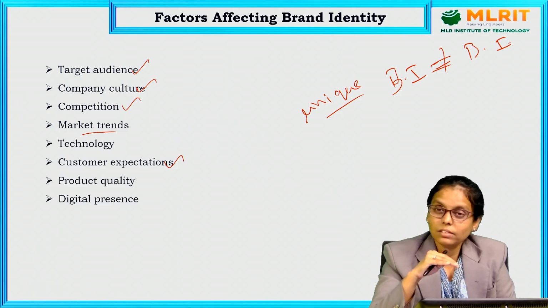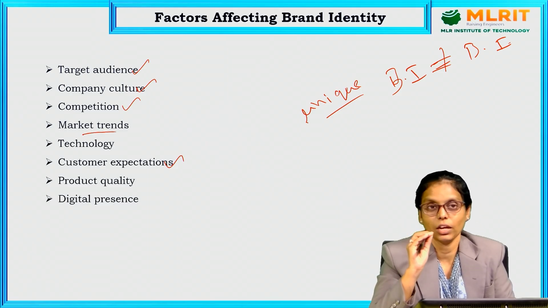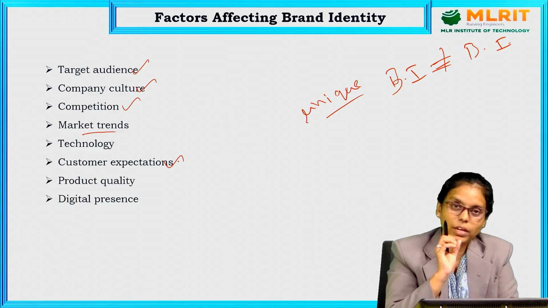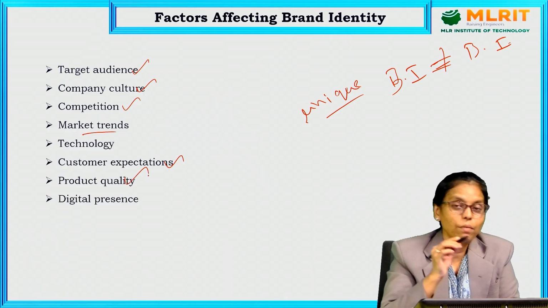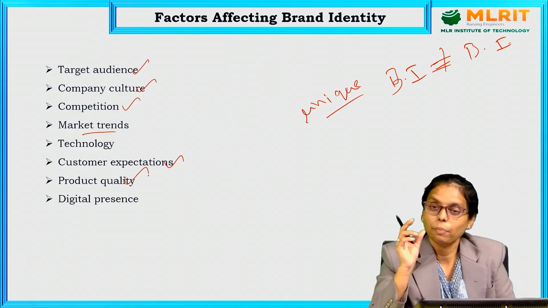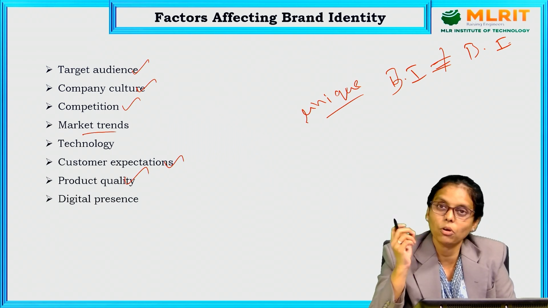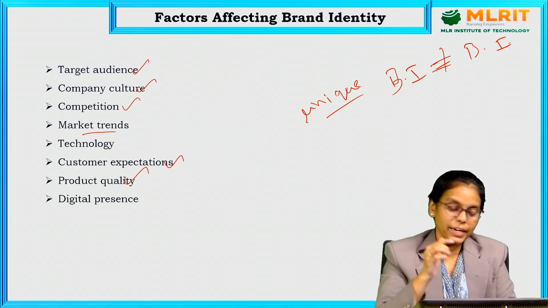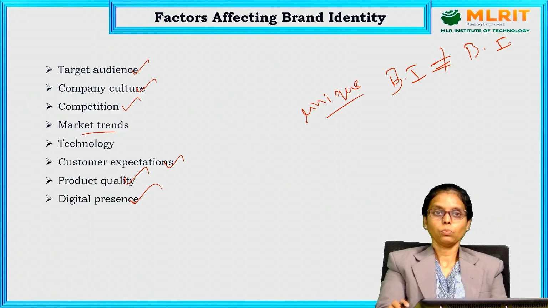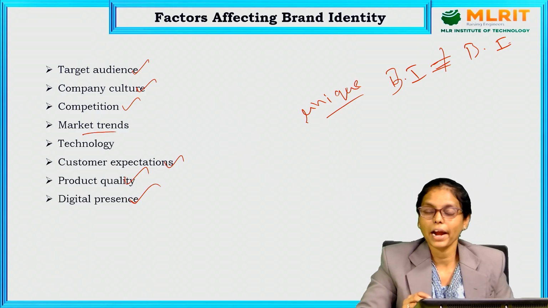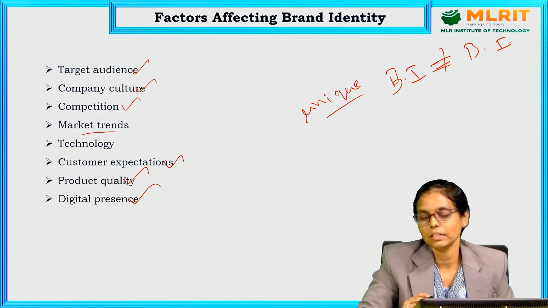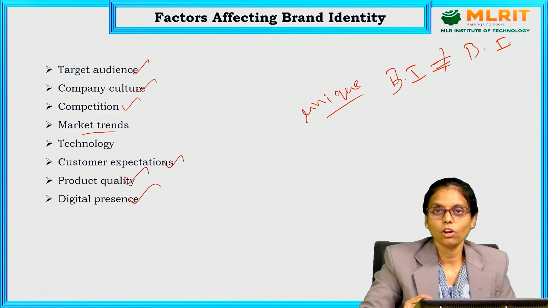Now, what else can we do? How can we minimize such a gap? So customer expectations, how can we minimize it? The next one is product quality. Depending upon whether it is high quality, low quality, or medium quality, we will create our brand identity. And the last one is digital presence. Now, how effectively are you active on the various social media platforms? These are the various factors affecting the creation of a brand identity.